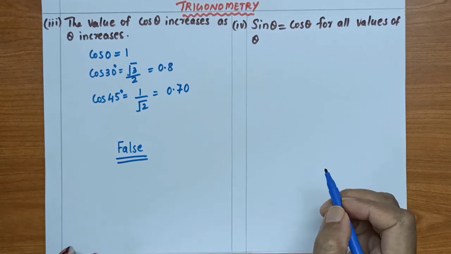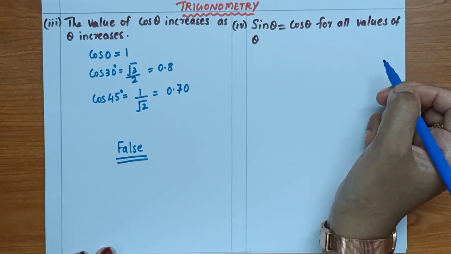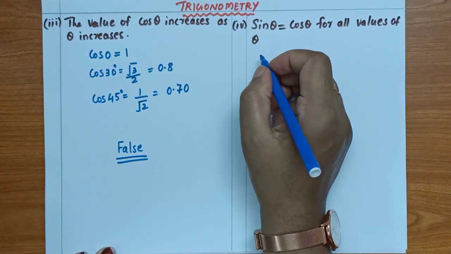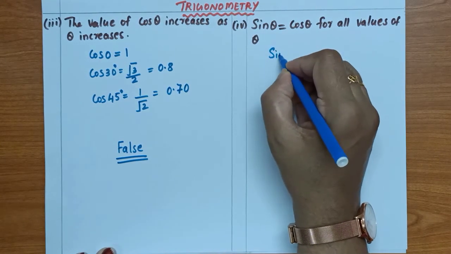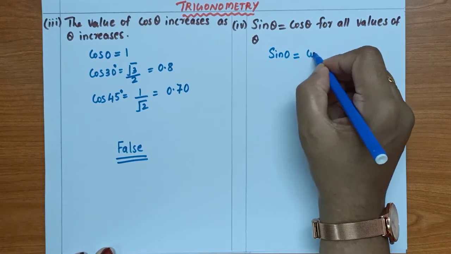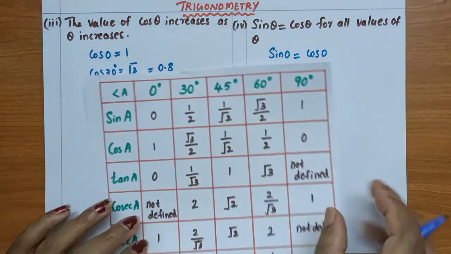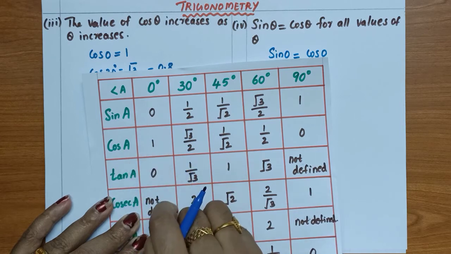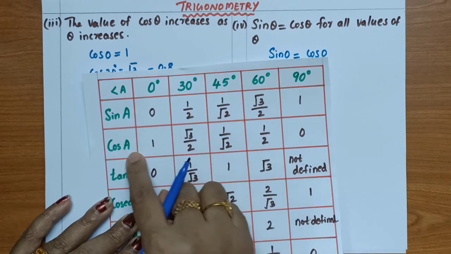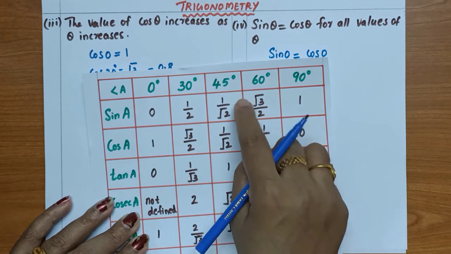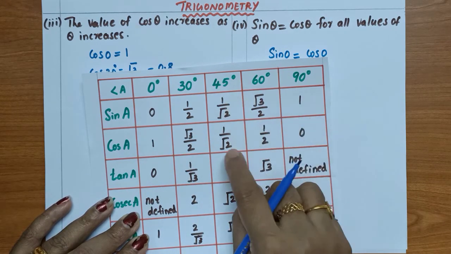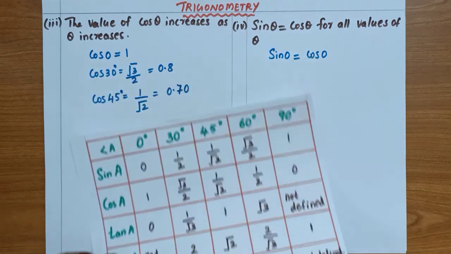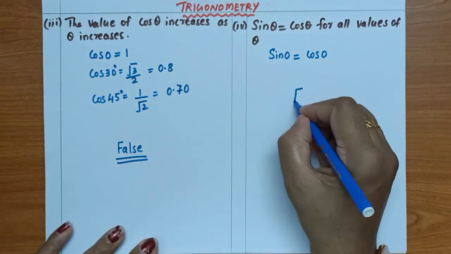Now question number 4. Sin theta equals cos theta for all values of theta. First of all, we can check whether sin 0 equals cos 0. Sin 0 is 0, cos 0 is 1. Sin 30 is 1 by 2, cos 30 is root 3 by 2. Only in the case of sin 45 and cos 45 are they the same. In all the other cases it is different. That means the given statement is false.